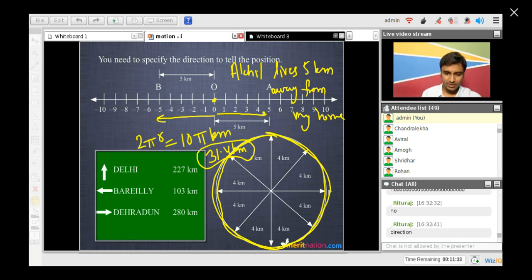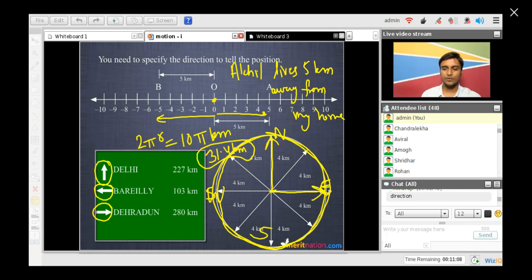If I say, let's say this is north, south, this is west, and this is east. If I say Akhil's house is east of my house at 4 kilometers, we directly move 4 kilometers in this direction. If I say north, you move in this direction. So direction is very important. That is why on signboards direction is given. Is it clear to every one of you? Why direction is important?